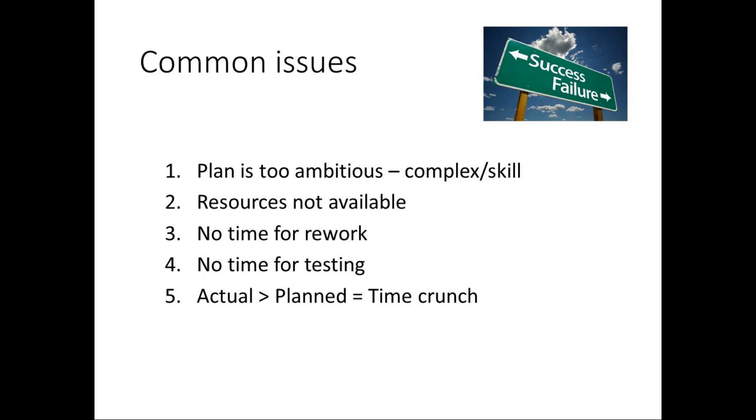What are some of the common things that come up during competition projects that contribute to problems and lack of overall success? Well, here we have 5. The overall project plan is too ambitious, it's too complex or involves too high of a skill level, resources may not be available, no time planned for rework, no time available for testing, and what works out is the actual project duration is greater than the plan, so we end up at a time crunch at the end. The resources that we sometimes need that may not be available include people, time, equipment, space, and budget.